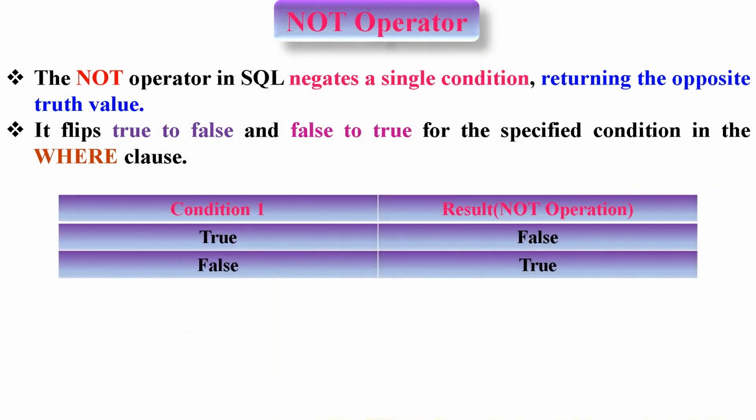The NOT operator in SQL negates a single condition, returning the opposite truth value. It flips true to false and false to true for the specified condition in the WHERE clause. If condition 1 is true, the result is false, and if condition 1 is false, the result is true.